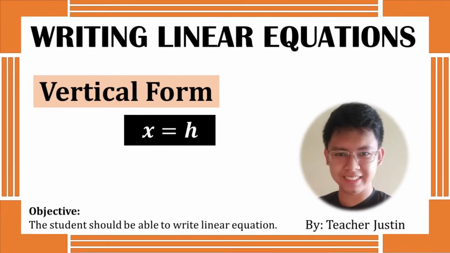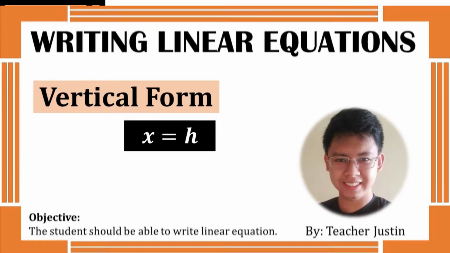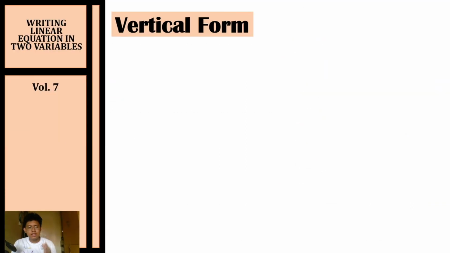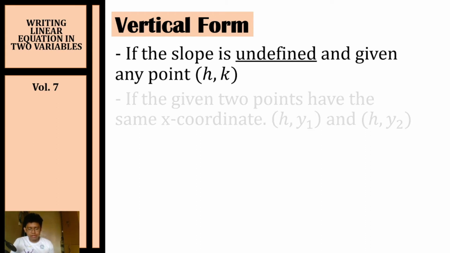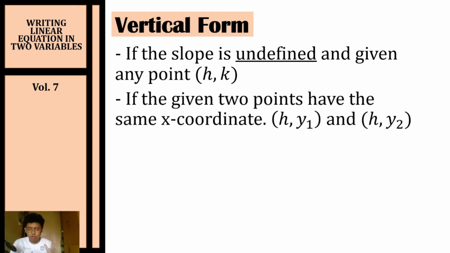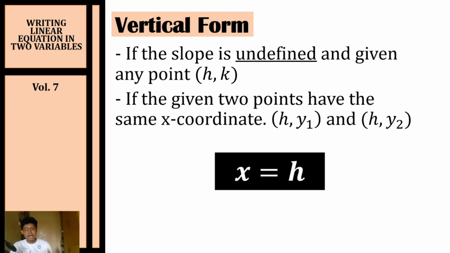On today's topic, we're going to write linear equations of a vertical line. Here are some conditions to spot a vertical line. If the slope is undefined and you're given any point, or if you're given 2 points having the same x-coordinate. The formula for vertical form is x is equal to h, where h is the x-coordinate of the given point or points.